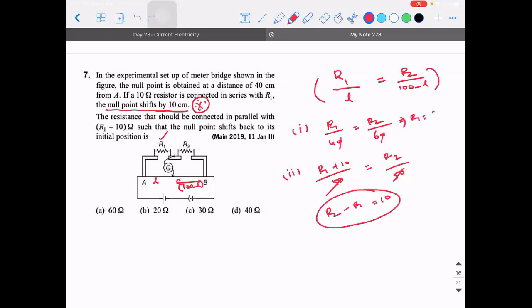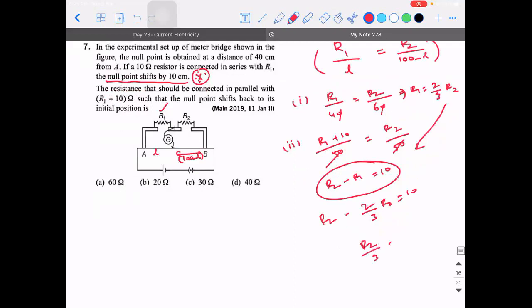Similarly, R1 is equal to 2 by 3 times R2. Take this and substitute it here. So R2 minus 2 by 3 times R2 is 10. So how much is it? R2 divided by 3 is 10. So R2 will be 30. If R2 is 30, R1 will be 20 ohm.